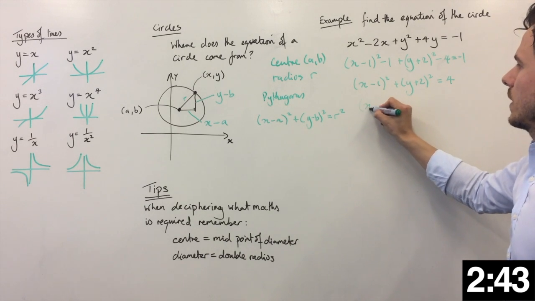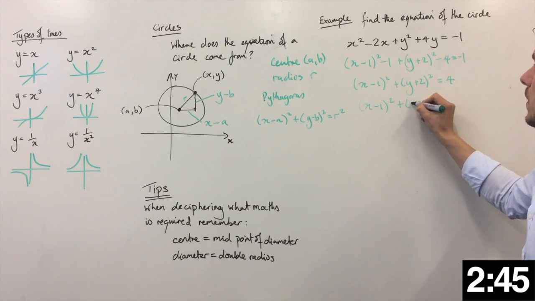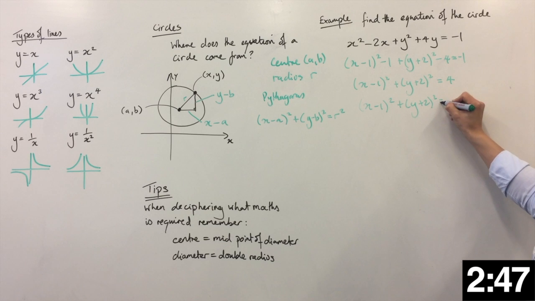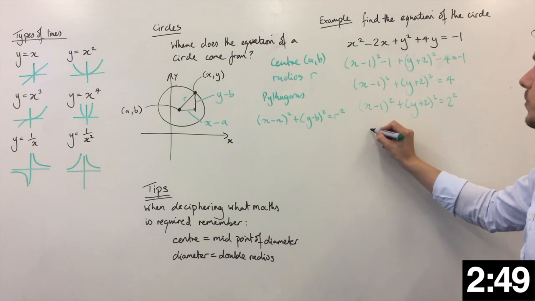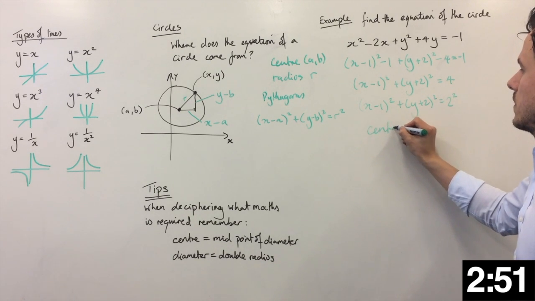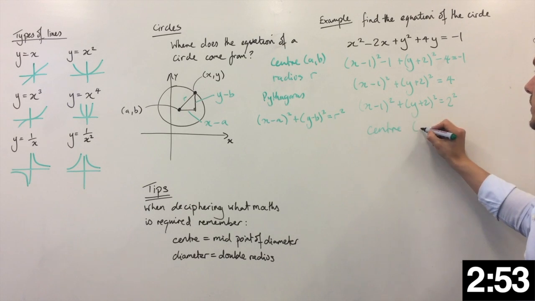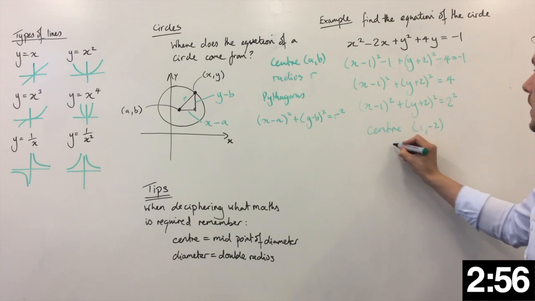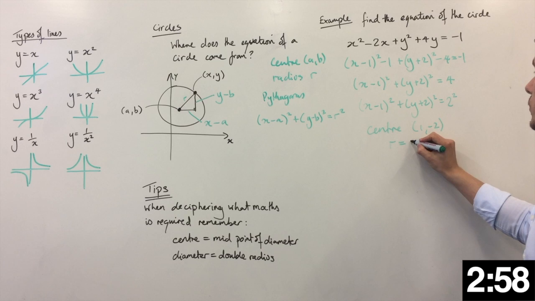So let's turn that into the correct format. So we have a centre of, what will this be, (1, minus 2), and radius equals 2.